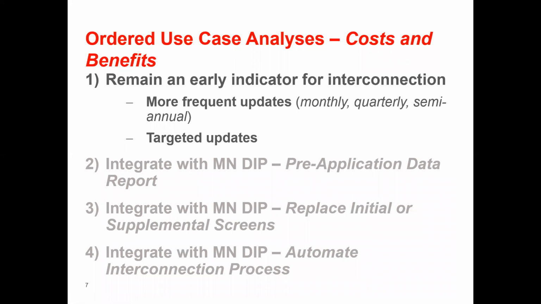First, I want to remind all attendees that our discussion today is based around this first use case for the hosting capacity analysis and for the map and report, focusing on the hosting capacity analysis as an early indicator for interconnection. In order to give that use, including the discussion of more frequent updates, as well as targeted updates for specific information, we want to highlight that our sixth workshop, held next Tuesday, will be covering how the hosting capacity analysis relates with the MinDip process, including pre-application data reports, replacing or supplementing our screening process, as well as automating that interconnection process. So again, today we are primarily focusing on the hosting capacity's current and past use case as an indicating tool for developers.